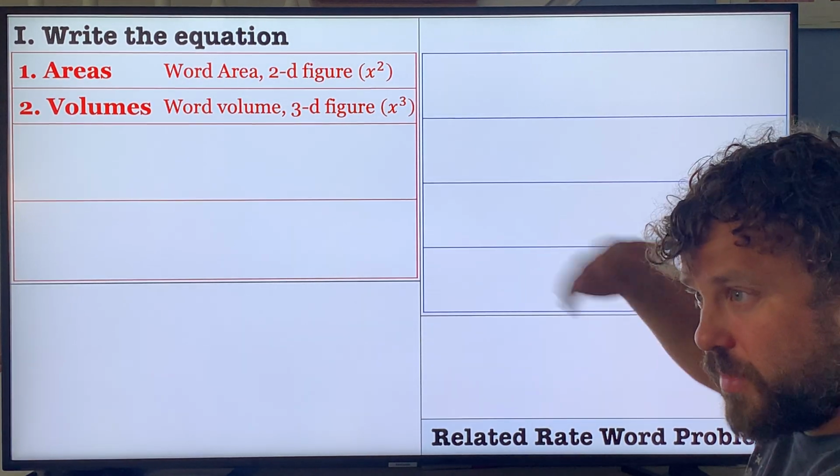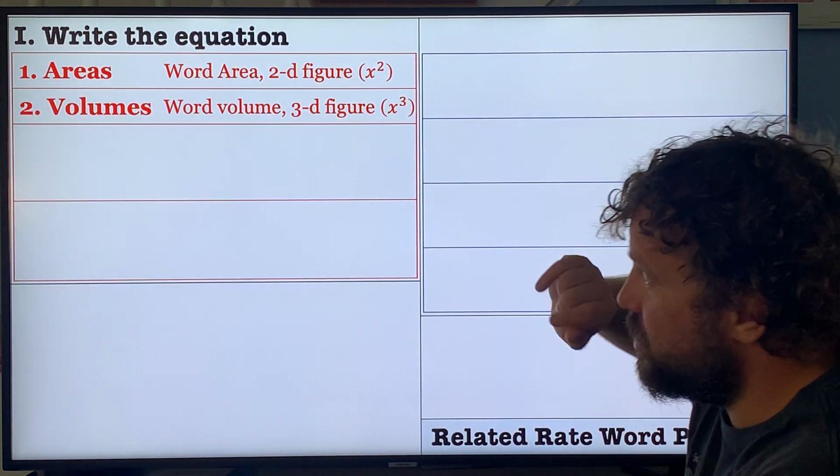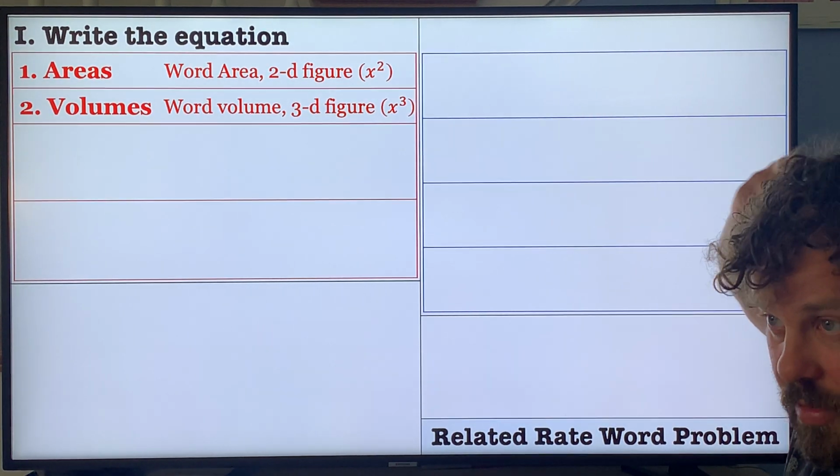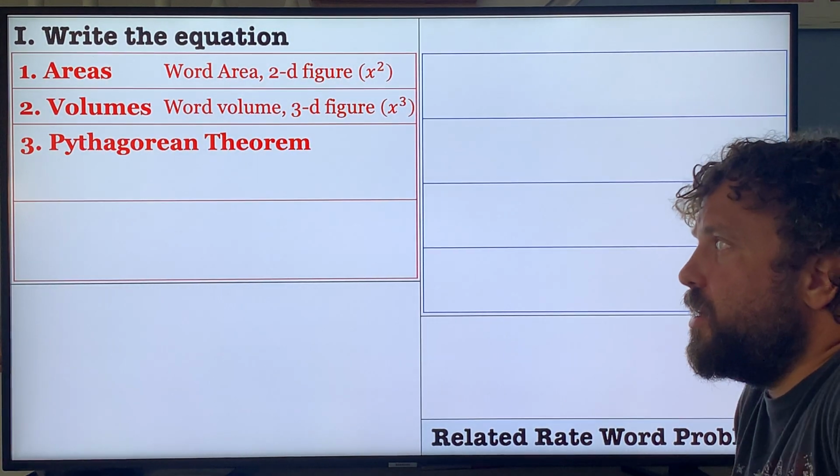You see feet cubed, meters cubed, one of the units cubed. All right, so that tells you in your brain it's a volume problem. Then there's the Pythagorean theorem problem.